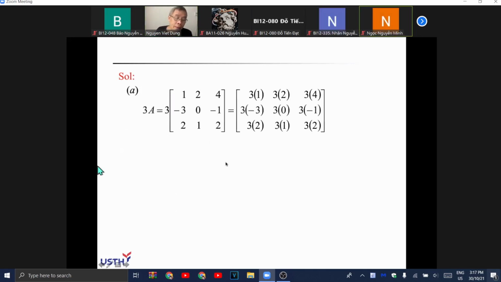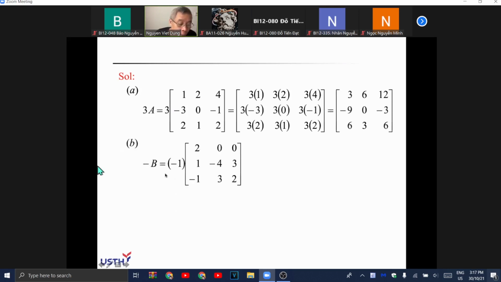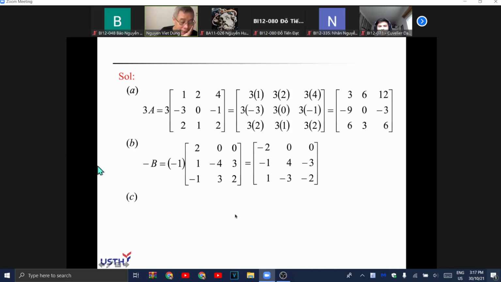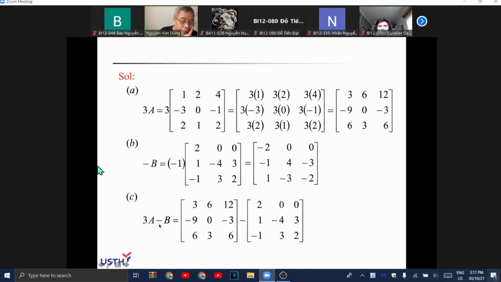CA to be that, and by definition, you multiply C by any entry here, and you get that one. Minus B equals minus 1 multiplied by the matrix, and again, you get that one. And the last one, CA minus B, means we have CA here. We have that minus that one. And what you get is here. So you see, it is very easy for those operations of matrices.